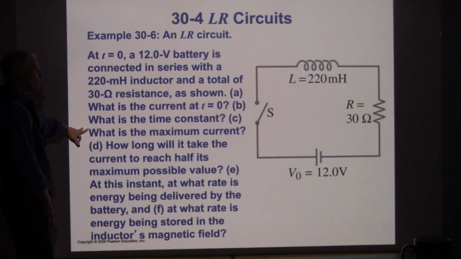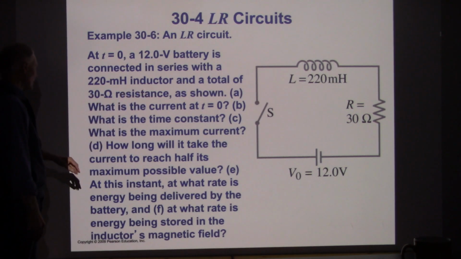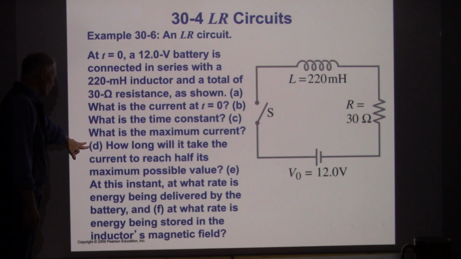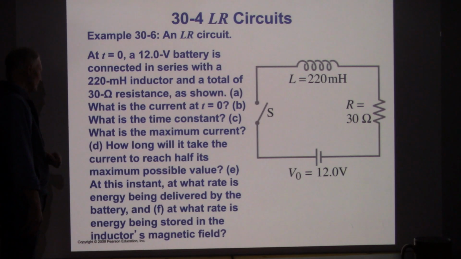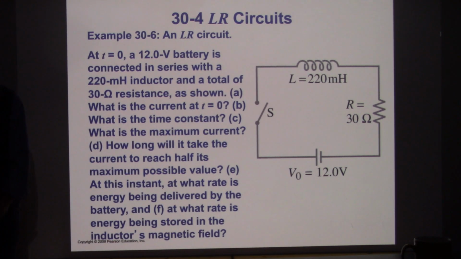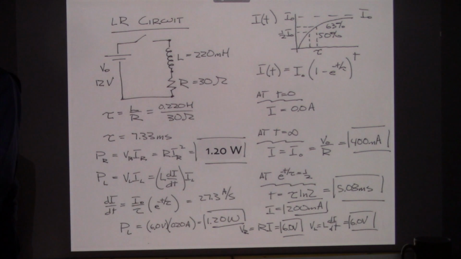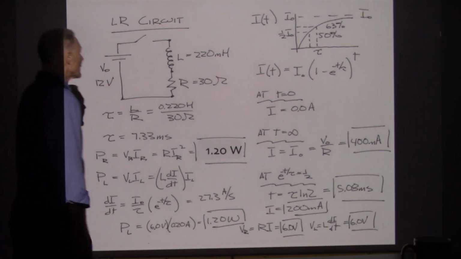What's the maximum current? That's V0 over R. How long will it take the current to reach 1/2 of its final value? And when the current has reached 1/2 of its final value, what is the rate of energy being provided by the battery, and where is that energy going? So these are energy rates, and energy rates are power. So let's take a look and see what we've got here.